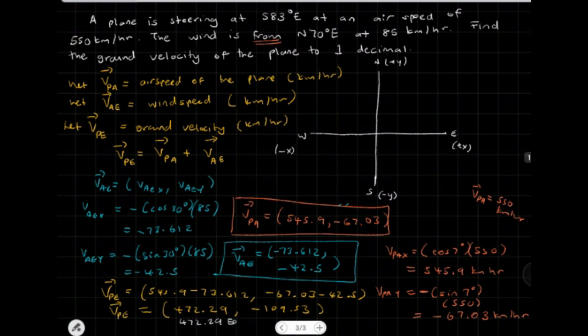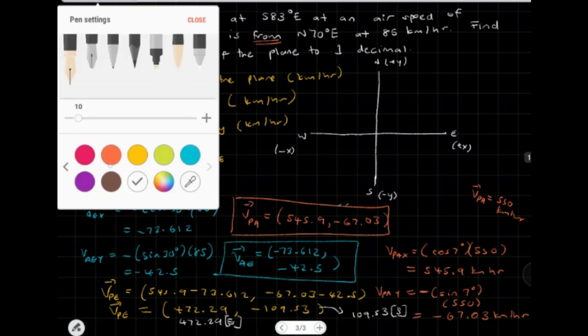472.29 east, right? And then this portion here is basically 109.53 south, right? So if it's negative y, it's south. If it's positive x, it's east. Okay, so we're just going to use that to plot this on our grid here.